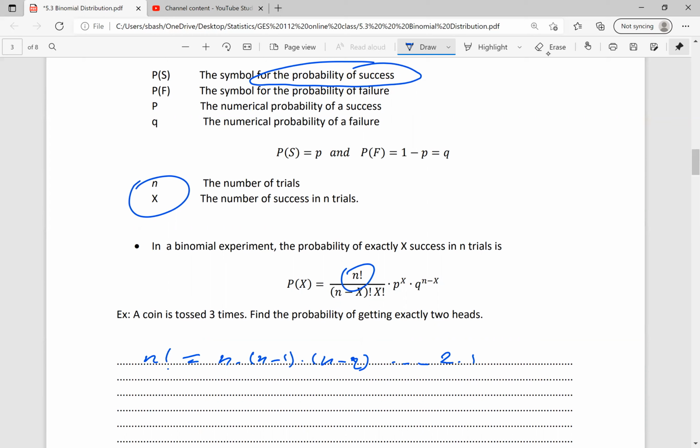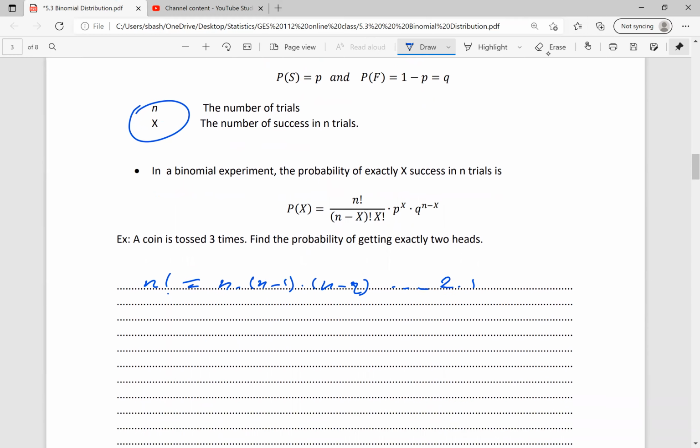So the probability of a binomial experiment is given by P of X equal to n factorial divided by n minus x factorial times x factorial, multiplied by p to the power x, where p is the probability of success, times q to the power n minus x. To explain this, let's have this example. A coin is tossed 3 times. Find the probability of getting exactly 2 heads.